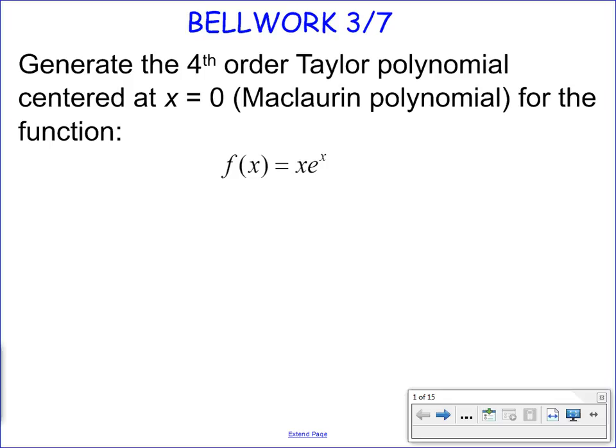We're going to start with the value of the function at x equals 0, but then find f prime of 0, f double prime of 0, f triple prime of 0, up until the order of the polynomial. So we need 4 derivatives here. So we'll go ahead and jump right in.